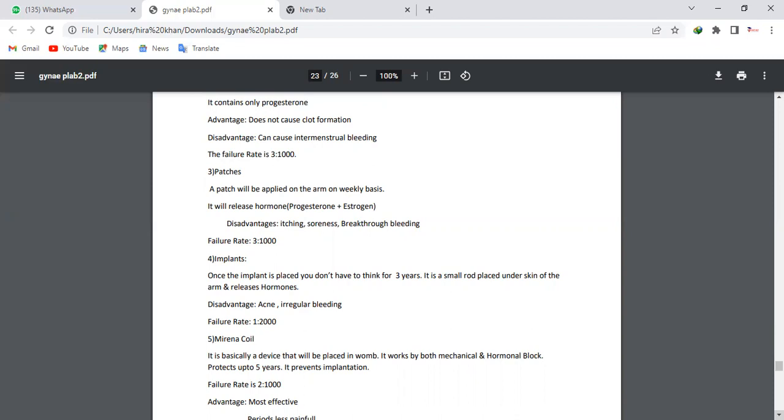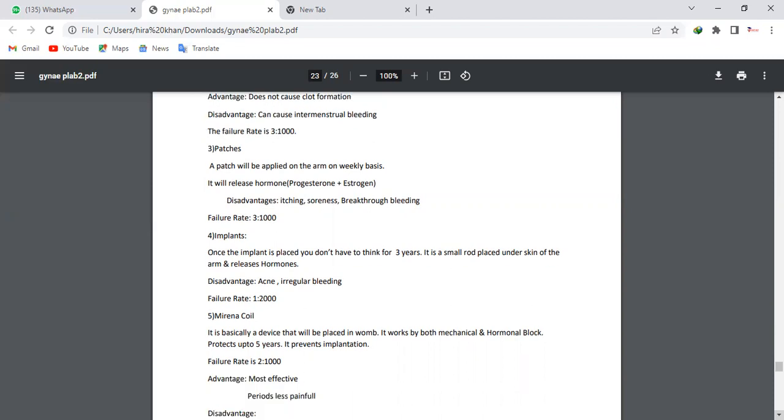Okay, so the next is the Mirena coil. You must have heard of that. That is a very common way in the UK for contraception. It is basically a device that will be placed in the womb, and it works by both mechanical and hormonal blocks. It protects for 5 years, and it prevents implantation. It is the most effective way, you can say, and a lot of people I have seen in my practice use this method for contraception.